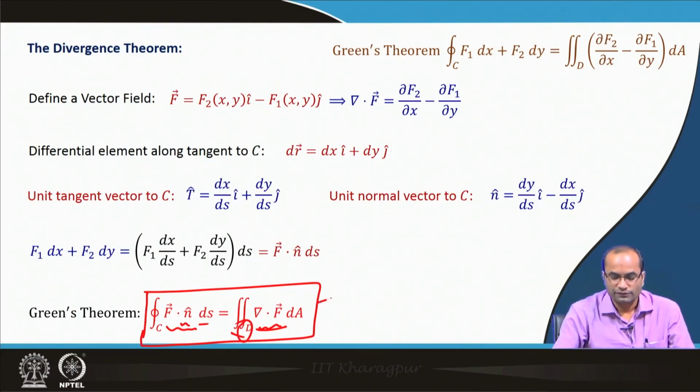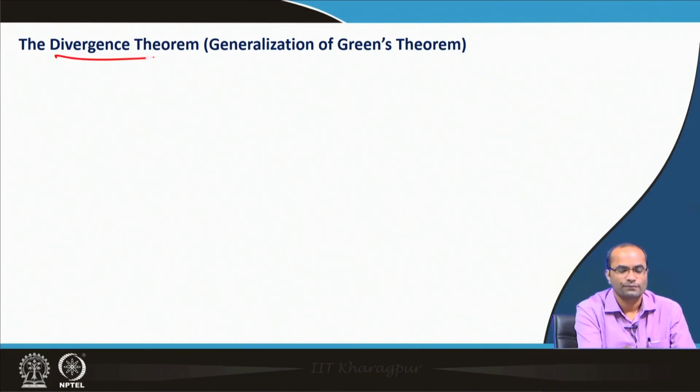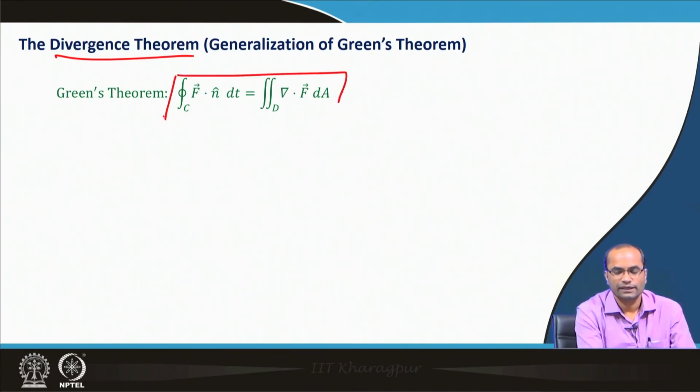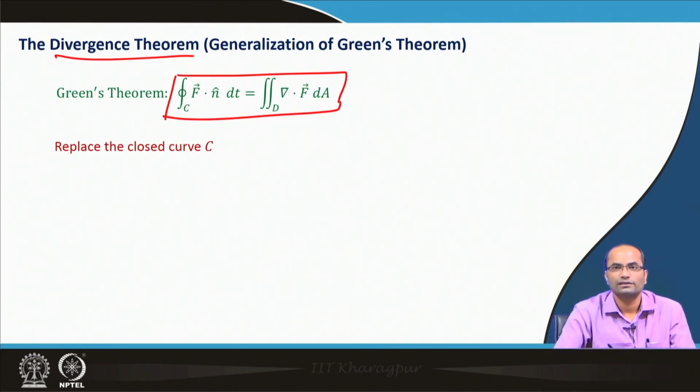So, now moving further from this result, we will come to the generalization of Green's theorem, which is the so called divergence theorem. We have just observed that Green's theorem can be written in this format, and now we are going for the generalization without proof. This is just one way of understanding this. The formal proof is pretty lengthy.